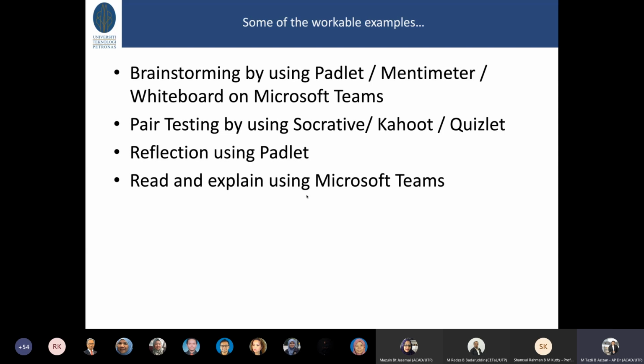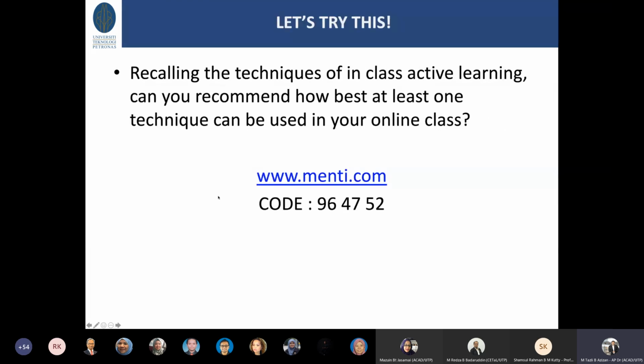Those are still considered part of active learning because we still allow them time to connect with their peers so that they try to solve some kind of problems. So it doesn't have to be all the time that we think, okay, I must make sure that I only do online activities and then everything must be active during that time. Okay, so these are the things that we need to consider.